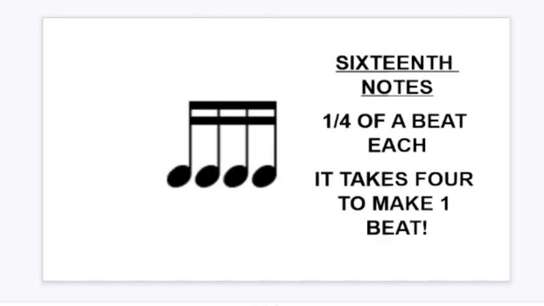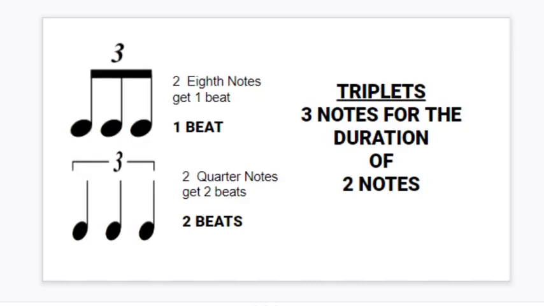16th notes, a quarter of a beat each. It takes 4 to make 1 beat. Triplets, 3 notes in the time of 2 notes. So like the top one here, 2 eighth notes would be 1 beat, so those are 3 notes in 1 beat. Down here, 2 quarter notes get 2 beats, so it's 3 notes in 2 beats.